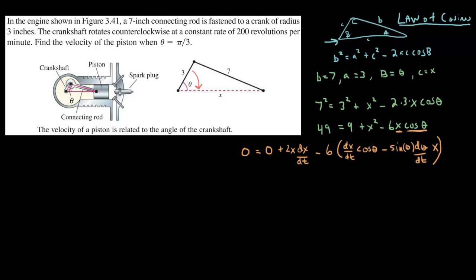So there is the derivative I'm working with. We have some dx's, we have x's, we have cosine thetas, and we have d theta dt's. Now, what do we know from the directions? The crankshaft rotates counterclockwise at a rate of 200 RPMs, revolutions per minute. Find the velocity of the piston when theta equals pi over 3.